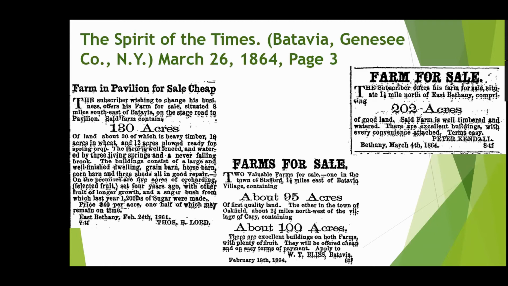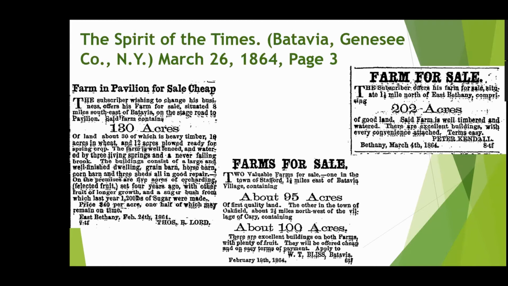It has about 30 acres of heavy timber, 10 acres of wheat, 12 plowed and ready for a spring crop. It's well fenced, watered by 3 springs and a never failing brook. So it gives you a description of that property. Should your ancestor have purchased that from Thomas Lord, it would be a nice way if you found an article in a newspaper describing the property that was purchased. Another one, farms for sale, 95 acres, 100 acres. Another one, 202 acres.